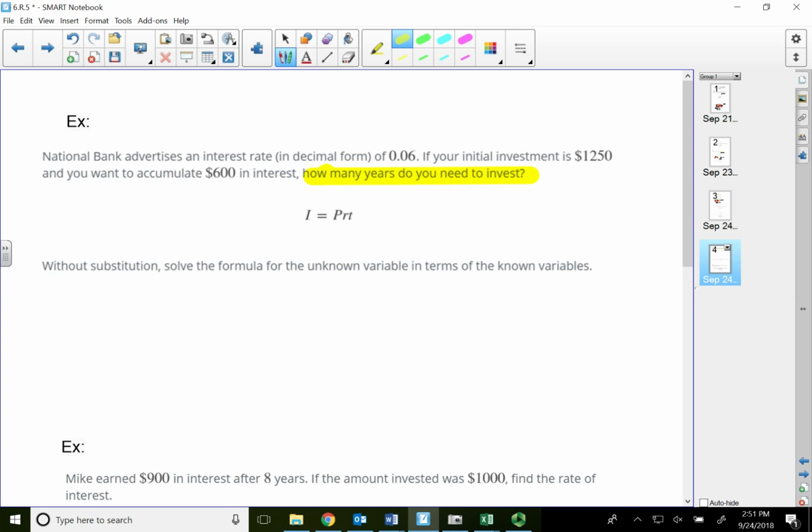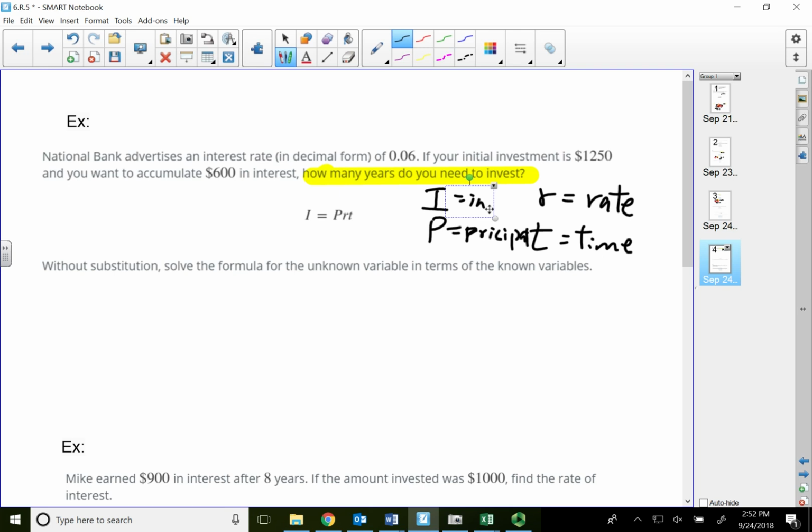So this is something called the simple interest formula: I equals principal times rate times time. I stands for interest, P stands for initial investment, R is your interest rate, and T stands for your time in years. So this problem wants me to find the time. That means I need to solve for T.